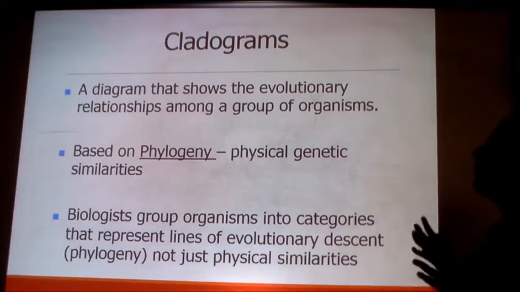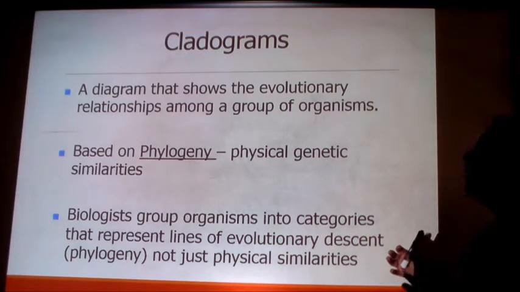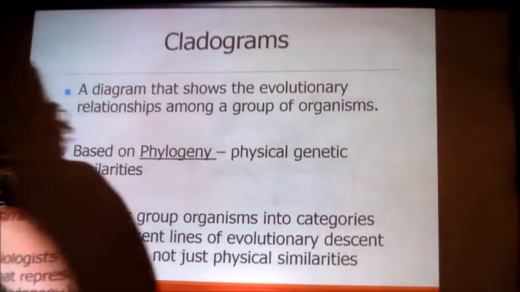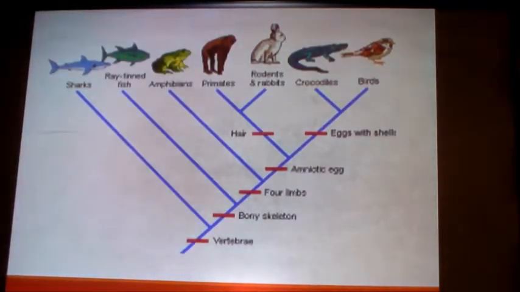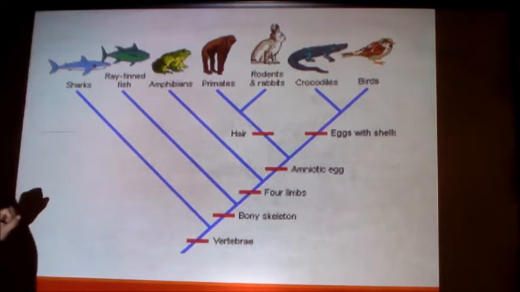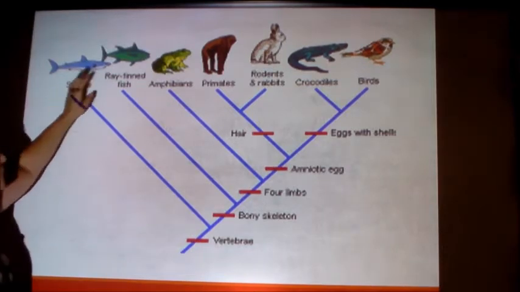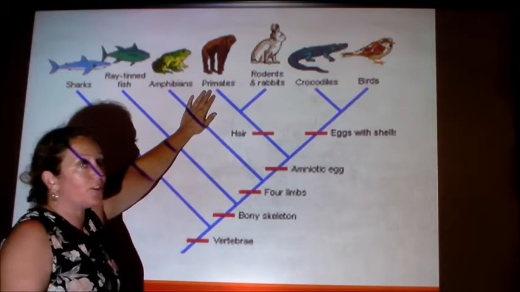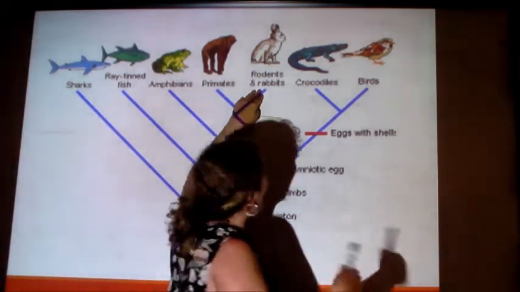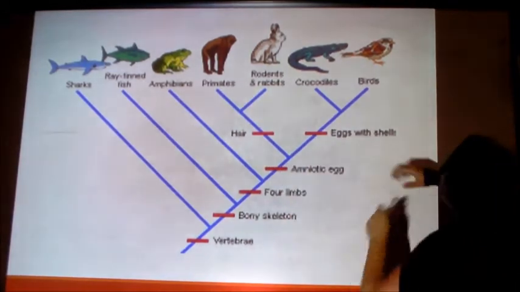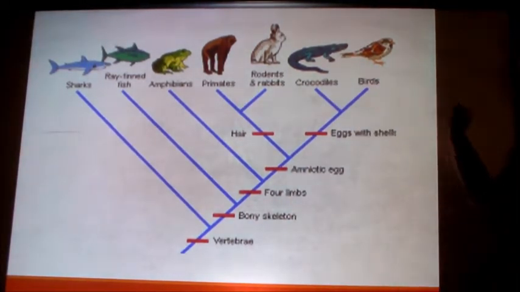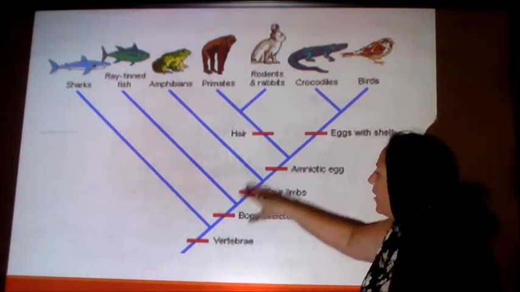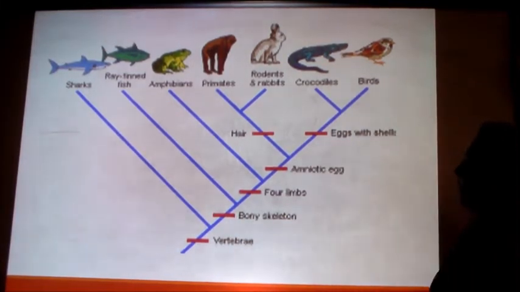Cladograms are diagrams that show you the relationships between a group of organisms. This is what they look like. Sorry, this is kind of fuzzy. But you have sharks, fish, amphibians, so frogs, primates, those are your apes, rodents and rabbits and things, crocodiles, and birds. This shows you where the traits evolve.